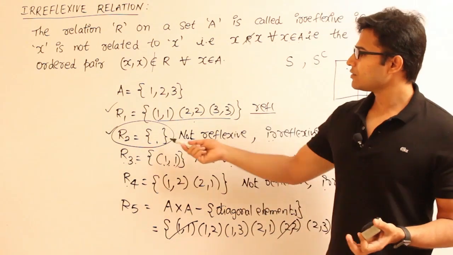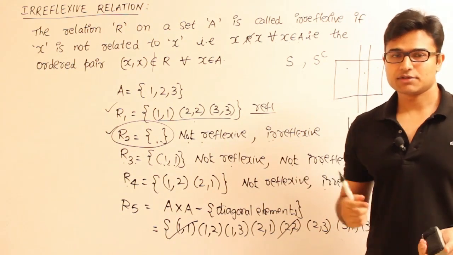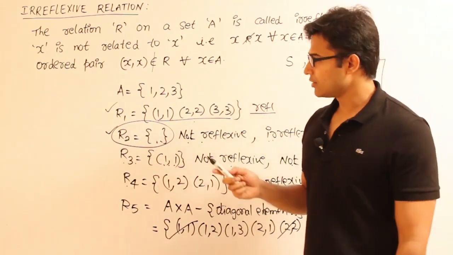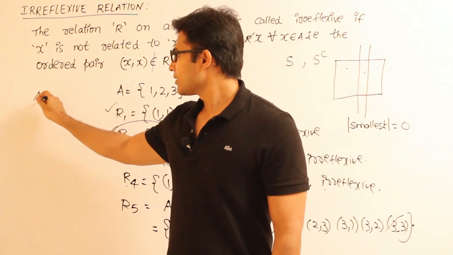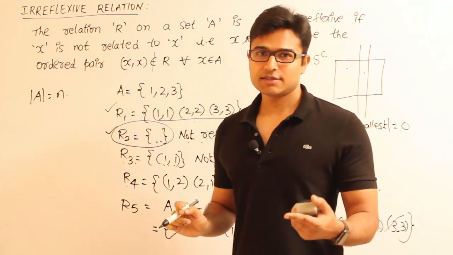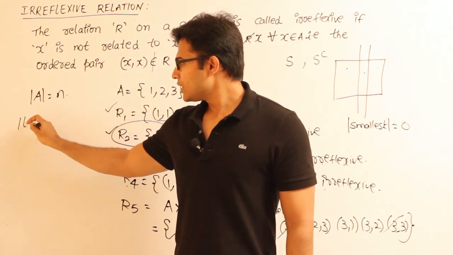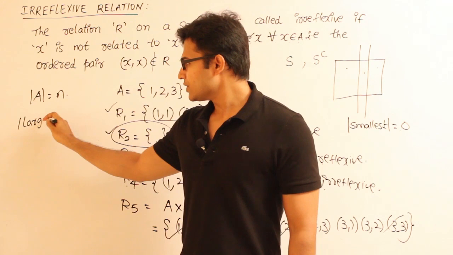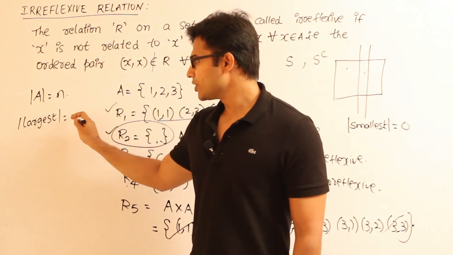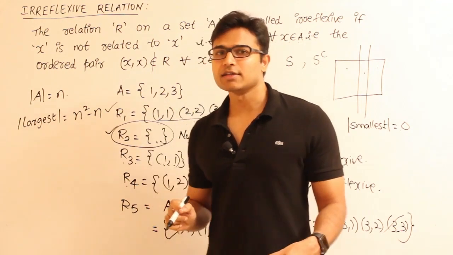So the smallest irreflexive relation is going to contain 0 elements, and the largest irreflexive relation, let us talk about this, the cardinality of A is n. If A contains n elements, then the cardinality of the largest relation which is irreflexive is going to be n square minus n. So how did I get this?